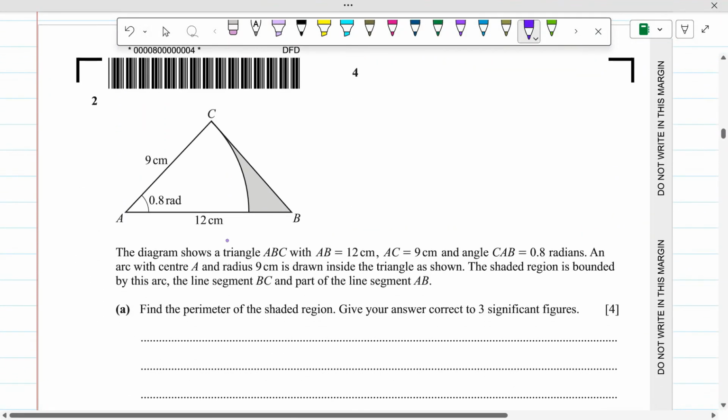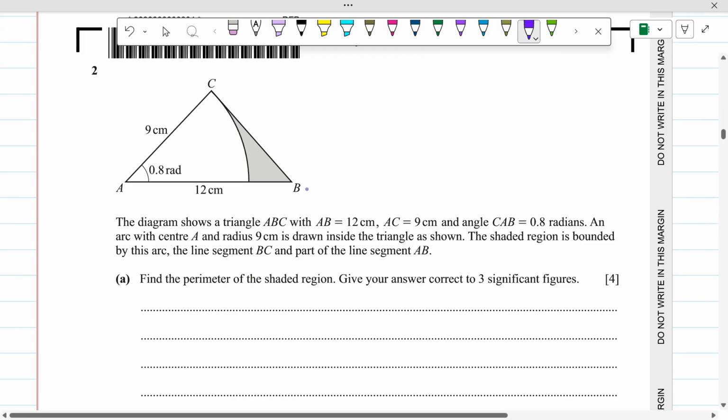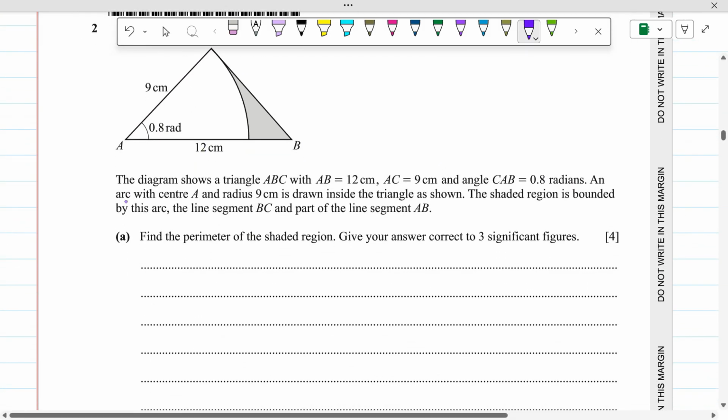Okay, let's move to question number 2. The diagram shows the triangle ABC with AB equal to 12 centimeters and AC equal to 9 centimeters, and we have the angle CAB, which is 0.8 radians. The angle between AC and AB is 0.8 radians. The arc with center A and radius 9 centimeters is drawn inside the triangle as shown.